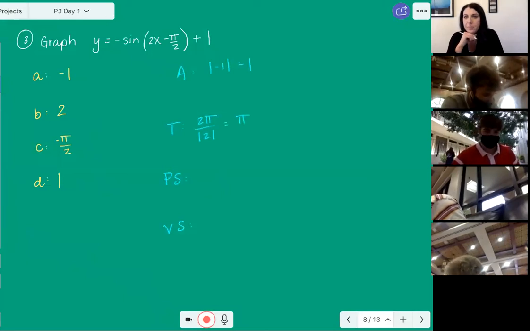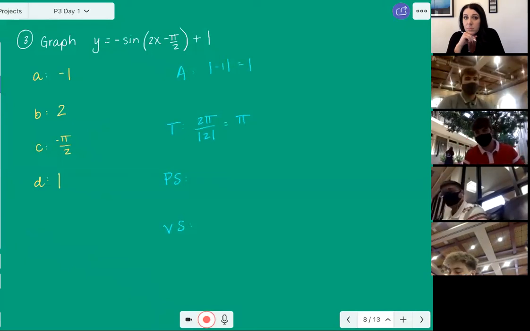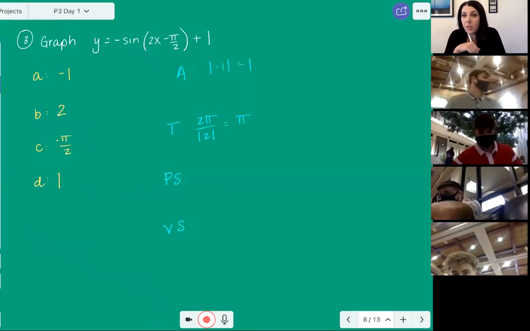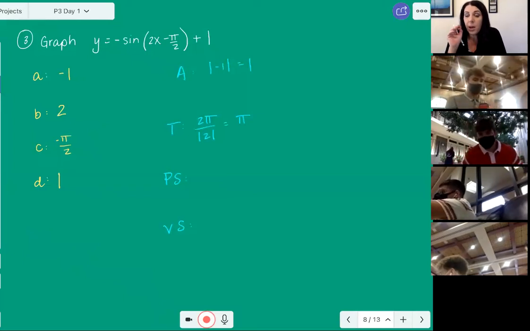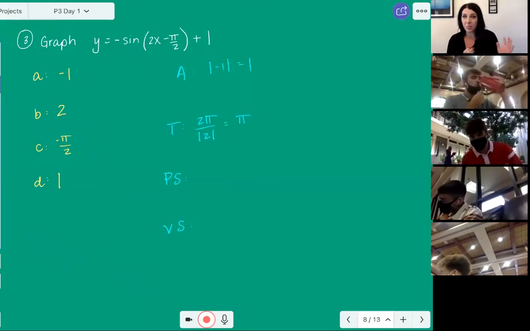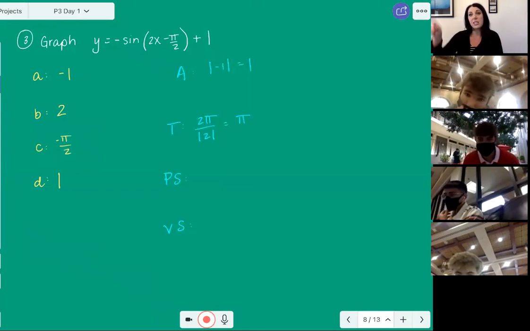Good. What does that mean? It means how many times until a y value is repeated going in the same direction. Good, that's a good way to explain that. So maybe the separation between our maxes or the separation between our mins. Excellent job. Another thing to notice is it's compressed, because normally 2 pi is the whole thing. Now it's just pi, so it's going to get done in half the time.